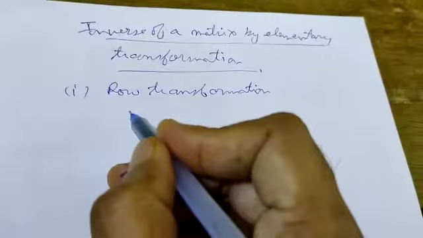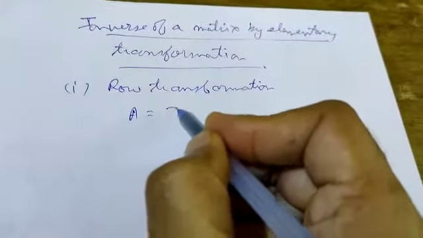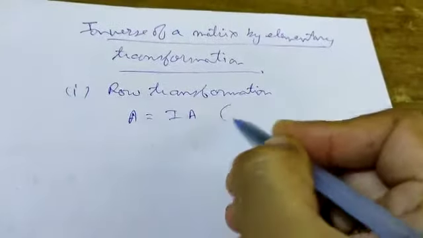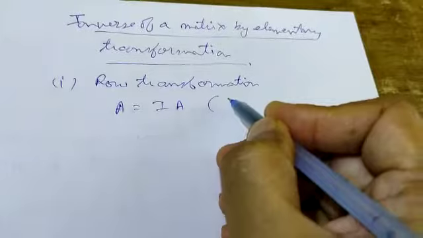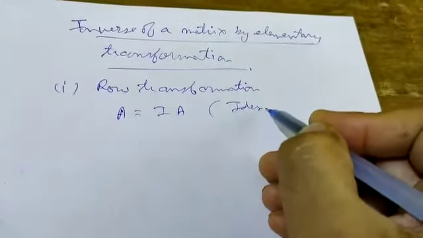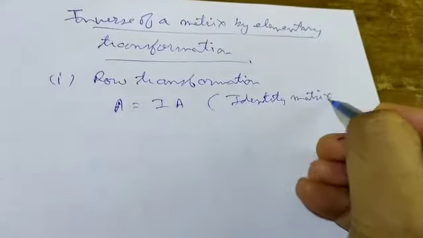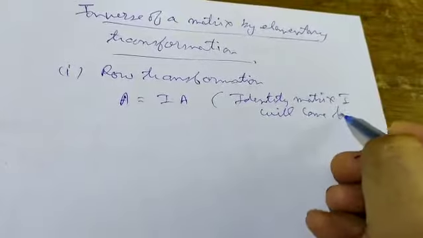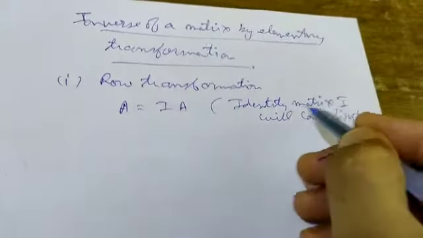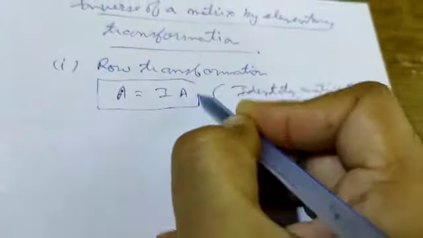So in row transformation, the very first step we will write is A equal to I into A. Remember that here matrix I is the identity matrix. I will come first. Identity matrix I will come first. And this you have not to write. Do not write it. This is the formula A equal to I into A.